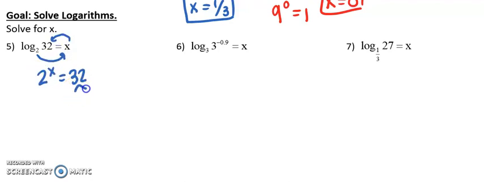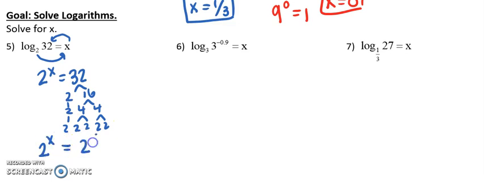Alright, let's break down 32. I know that's 2 times 16. I know this is 4 times 4. And this is 2 times 2. So that's 2 to the 5th. So 2 to the x equals 2 to the 5th.